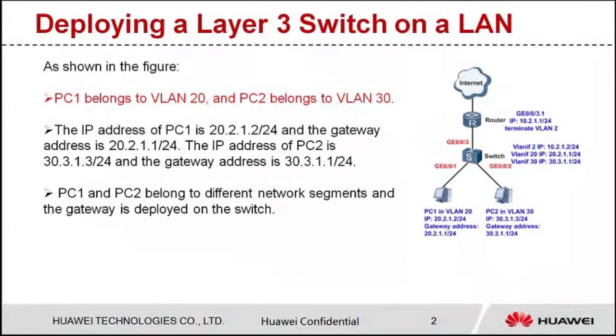As shown in the figure, PC1 belongs to VLAN 20 and PC2 belongs to VLAN 30. The IP address of PC1 is 20.2.1.2 and the gateway address is 20.2.1.1. The IP address of PC2 is 30.3.1.3 and the gateway address is 30.3.1.1. The gateway of PC1 and PC2 is deployed on the switch. Which configurations need to be performed on the Layer 3 switch so that PCs can connect to the external network?